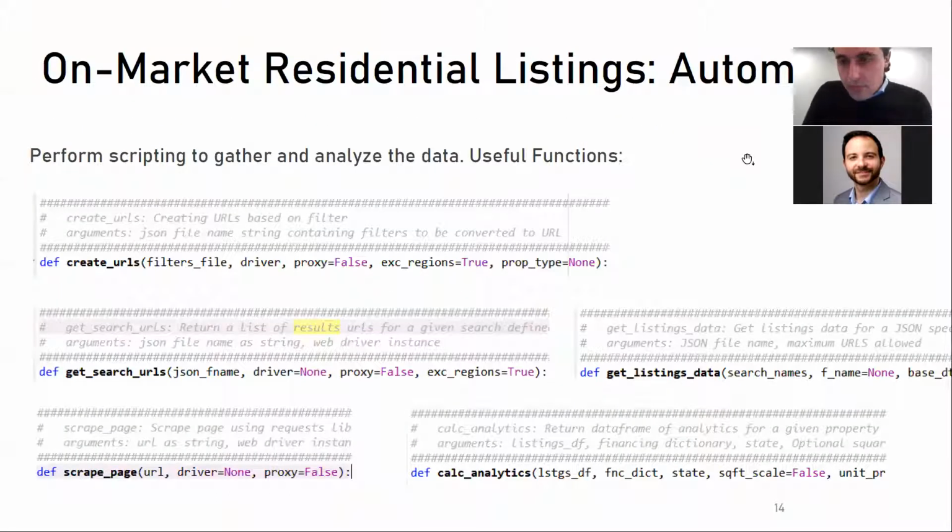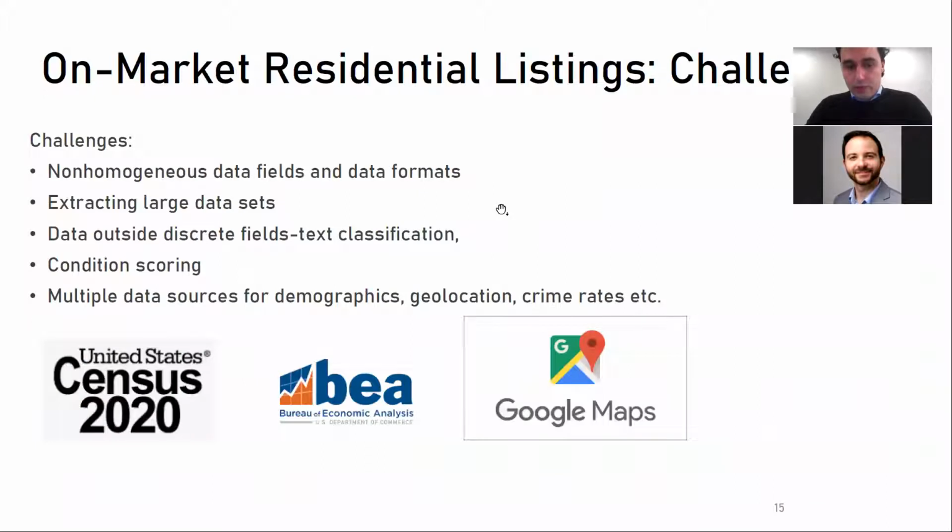So one needs to build the URL for the search queries that one is looking for. This is the general approach, and it's mostly the same at every resource. Then pull the URLs of the search results, build up a listings data frame, scrape all those pages, and then analyze it. So these are some of the functions that one may want to build.